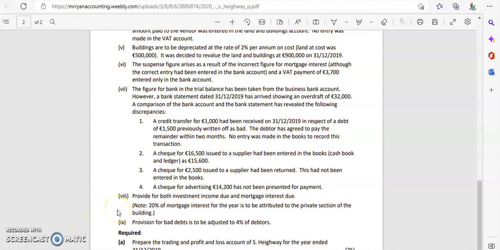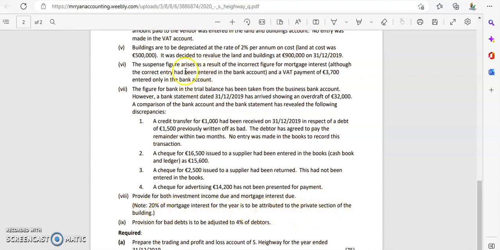Okay, so let's have a look at adjustment 8 for the 2020 sole trader S Heighway. It's telling us to provide for both investment income due and mortgage interest due. We would have the mortgage interest due adjustment done already as part of our suspense figure, but it's telling us here that 20% of the mortgage interest due is for the private section of the building.